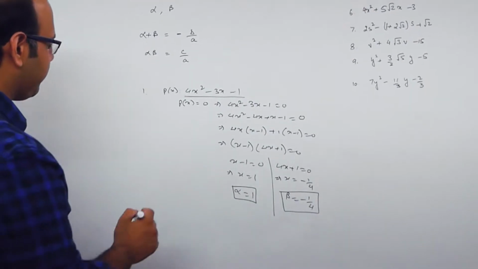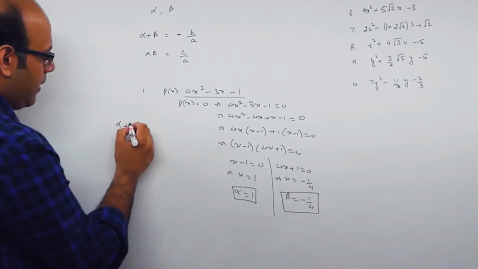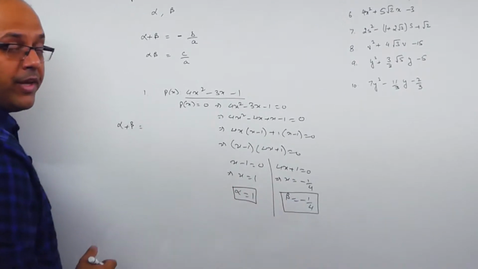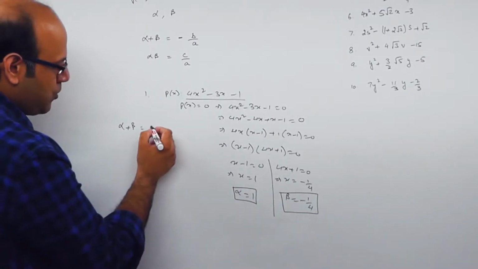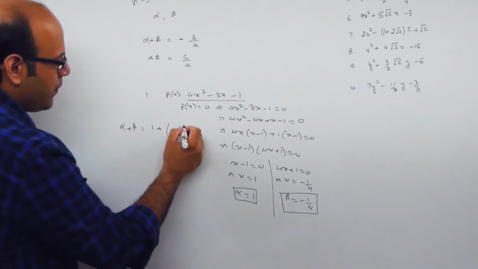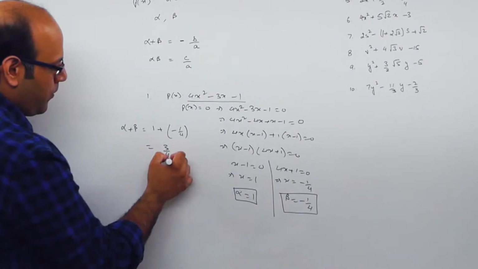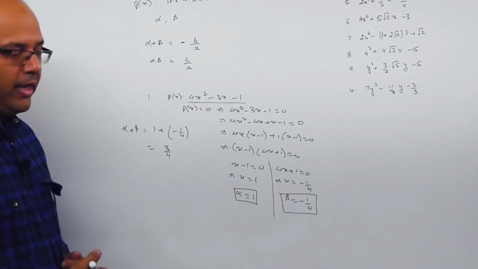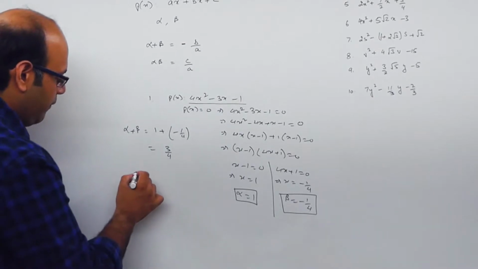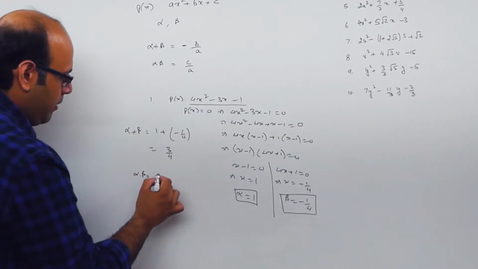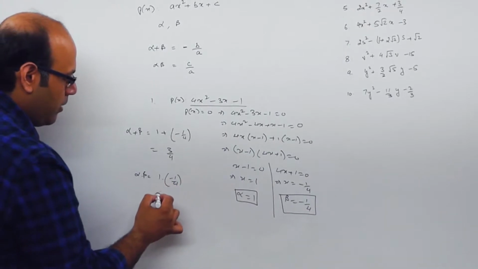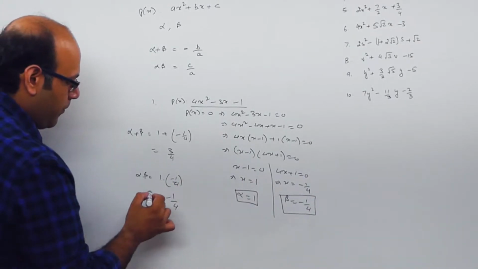So what we'll do is, I'll find out alpha plus beta. From this information over here, I know that alpha plus beta should be 1 plus minus 1 upon 4, which is 3 by 4. And alpha into beta will be 1 into minus 1 upon 4, which gives me negative 1 over 4.